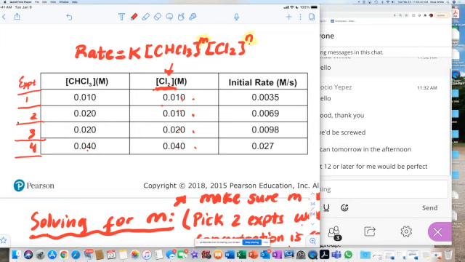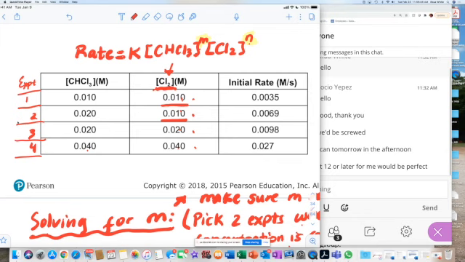Okay. I'll take the first experiment and the second experiment. The number is literally the same, right? 0.010, 0.010. Now, when it comes to writing it out, I'm going to be writing the rate law for the 2 experiments, experiment 1 and experiment 2, and then dividing the 2 rate laws. Do I want to write the first one first or the second one first?